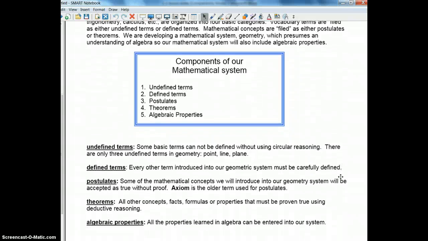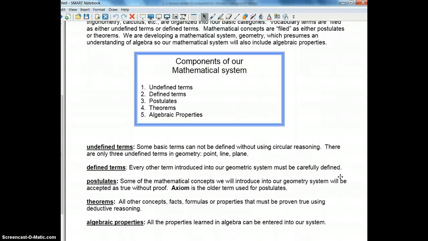There is something called postulates and theorems. There is a difference. A postulate is some of the mathematical concepts we will introduce into our geometry system. They will be accepted as true without proof. You might also hear the word axiom, which is an older term used for postulates. Theorems are all the other concepts, facts, formulas, or properties that must be proven true using deductive reasoning before using them. And then algebraic properties are all of the properties learned in algebra, which will be entered into our system.